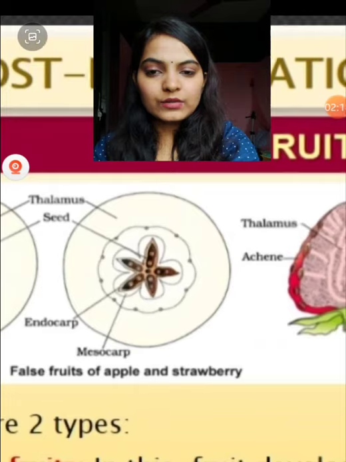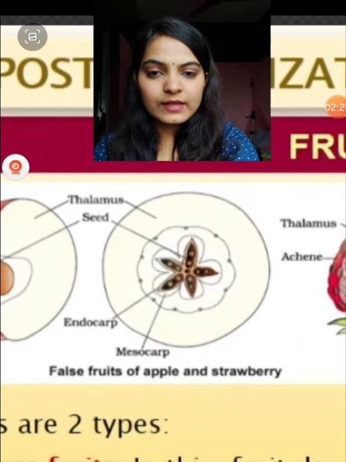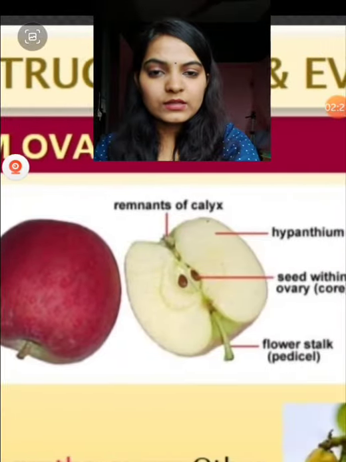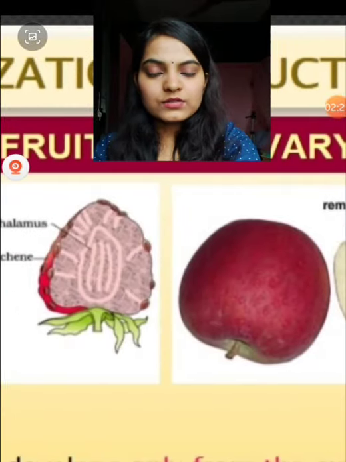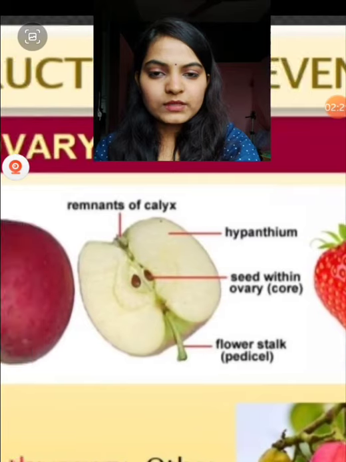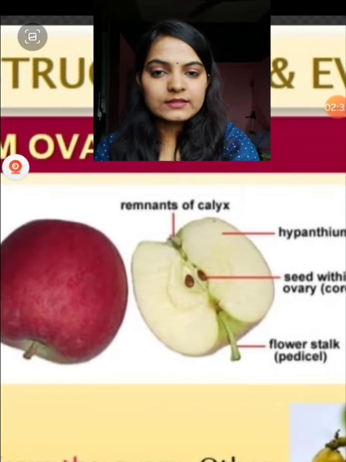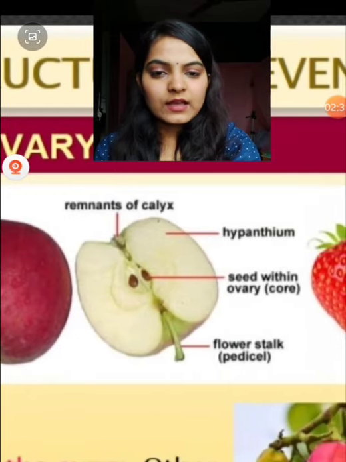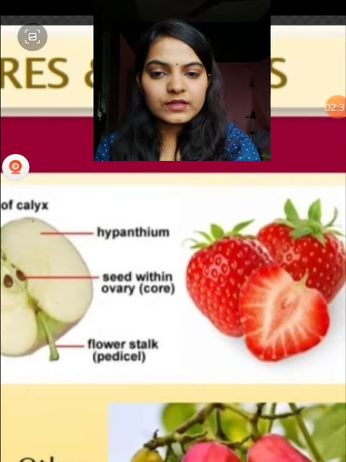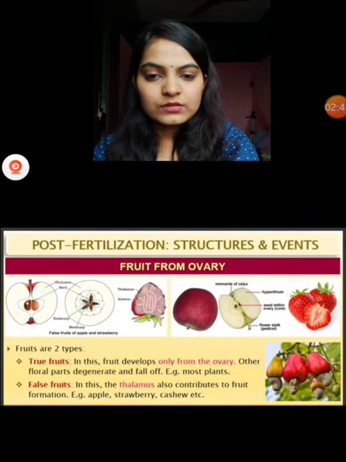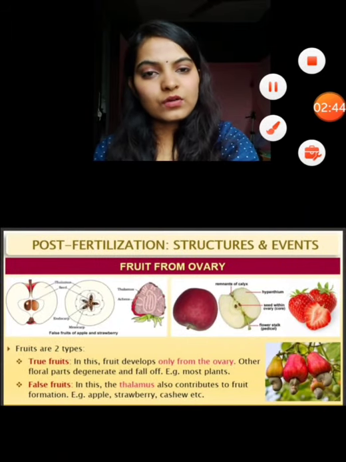You can see the endocarp and mesocarp, and then the thalamus. You can see the same thing in the strawberry also. See the calyx remnants and the lower stalk that we can see. So this is the example. We call them false fruit.